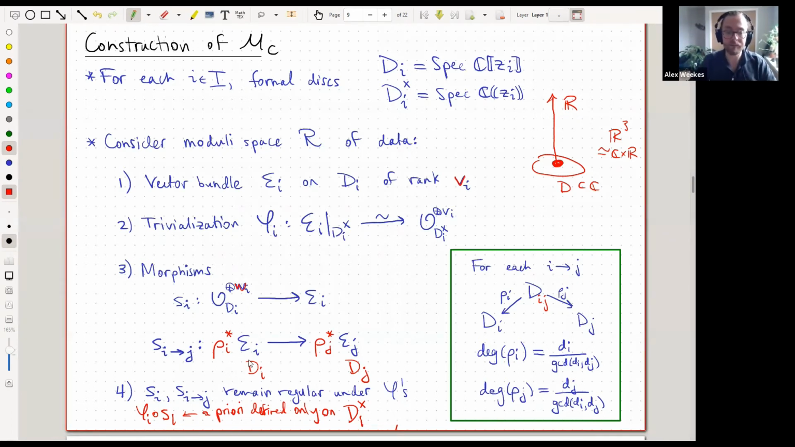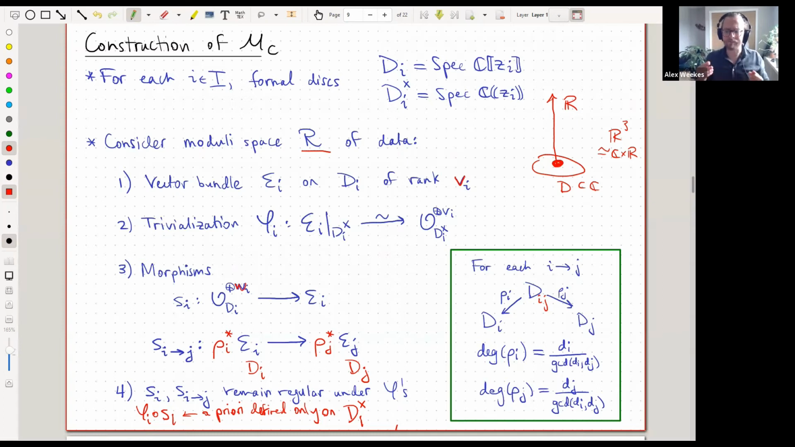This should be regular. And similarly, you can imagine using the trivializations to trivialize EI and EJ, and there's some big diagram involved where I have trivial bundles here and here, but I have to pull back to the common disk, etc. That should also remain regular. And this defines a moduli space, which we call R. So it's all of this data. It should be vector bundles, trivializations, morphisms, with the condition that they remain regular after this operation.